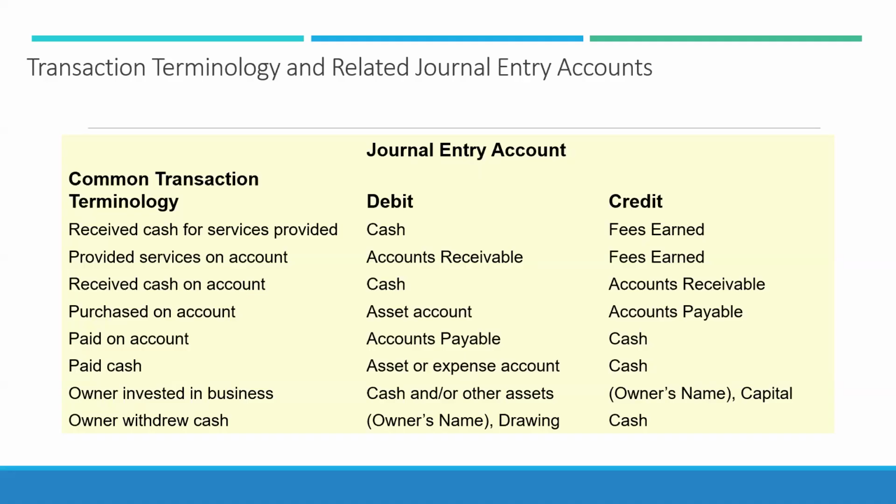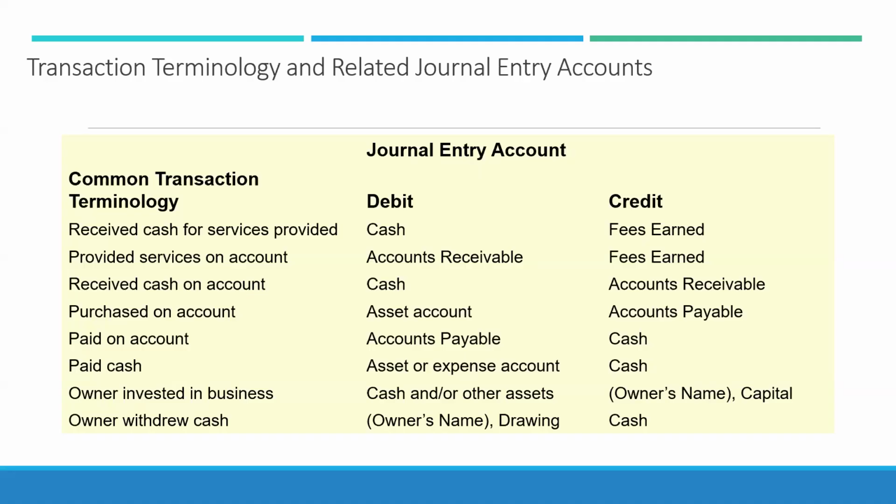Okay. When we paid on account, that means we paid our bill. What happens to cash when we pay our bill? It goes down. What happens to our accounts payable also? It goes down because we don't owe it anymore or we owe less. Okay.